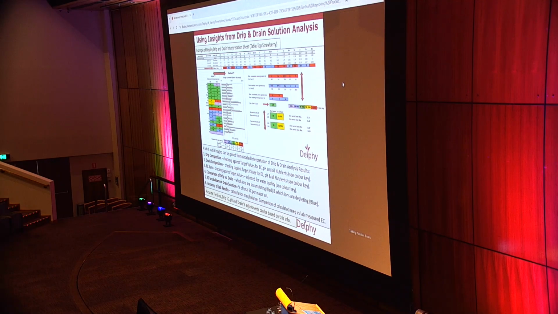We can compare the drip versus the drain and see what is accumulating and what is depleting. So this gives us a good idea of what the plants are using and what they're not using, and therefore helps us to adjust recipes. We can look at the EC breakdown and see what ions are making up the EC. And finally, look at the accuracy of the lab results.